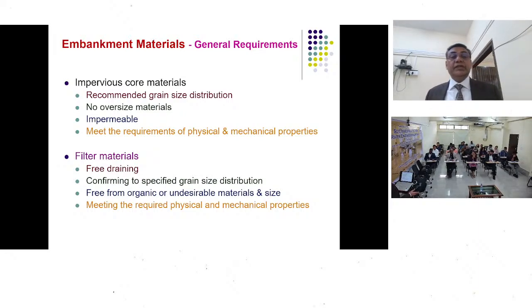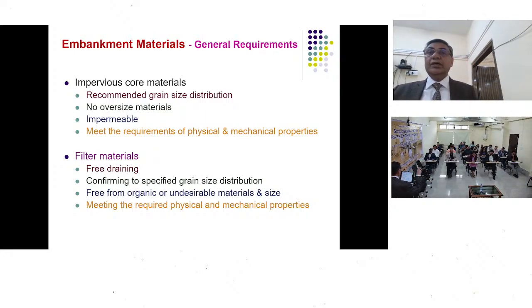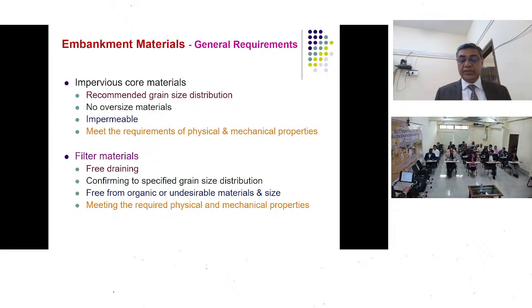General requirements: impervious recommended grain size distribution should be known. No oversized material should be there. Impermeable meets the requirement of physical and mechanical properties. These apply from the borrow area to the stockpile to the placement site. So you are having three locations wherein as a team you have to be vigilant and see that the correct material is being excavated and transported to the site. Filter material should be free draining, conforming to specified grain size distribution, free from organic or undesirable materials, and meeting the requirement of physical and mechanical properties.